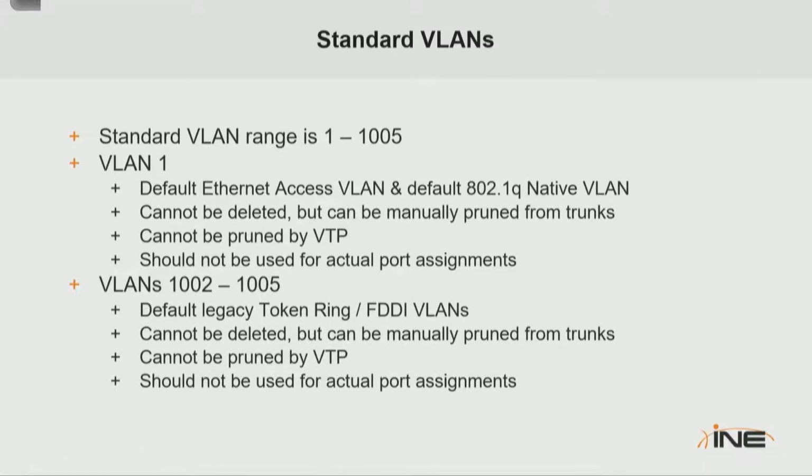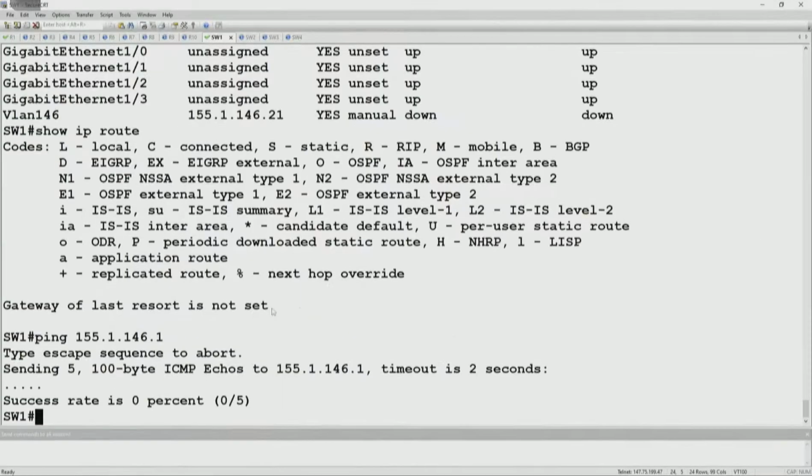1 is going to be our default Ethernet access VLAN and the default native .1Q VLAN. So we can't delete this, but we can manually prune it from trunk links, but it cannot be pruned by VTP. We would have to be pruning it manually. Generally, you should not use this for the port assignments because everything is going to fall back to VLAN 1 by default. Okay, so we need to configure this VLAN 146 in the database.